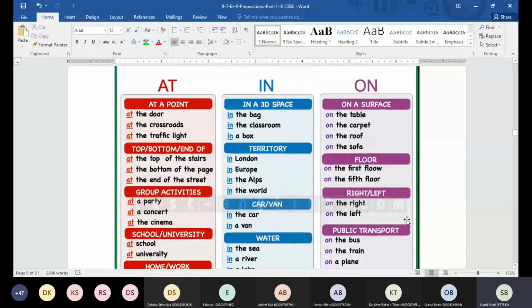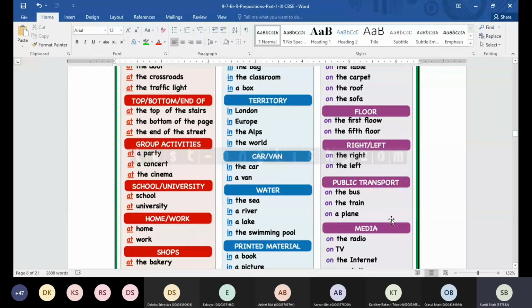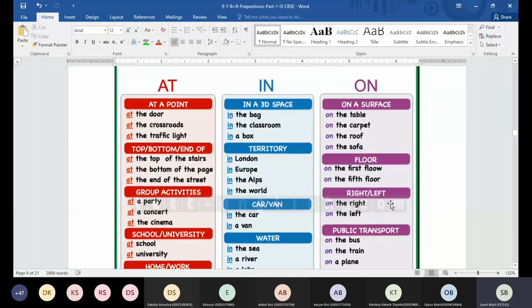Now, the most important word is going to be on, guys. Most of the time, we have to use on, but since we don't know whether to go for on or in, we go for the word in. So if you have a surface, you are referring to some floor, right or left, or public transportation. Public transportation can take in or on, as per the meaning of the sentence. But if you refer to surface, floor, right and left, and the media, in all these cases, we are supposed to use the word on. Like on the table, on the carpet, on the roof, on the sofa. It means on top of the table, on top of the carpet, on top of the roof, on top of the sofa.